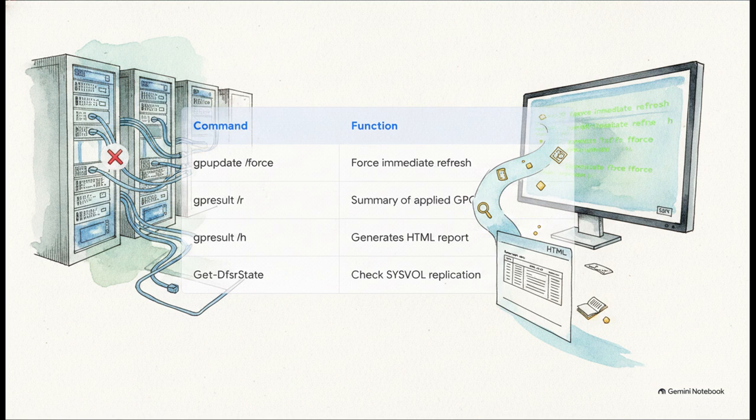Instead of just guessing what went wrong, you can run gpresult /h. That generates a full HTML report right there, showing you exactly which policies applied and, more importantly, which ones got blocked.